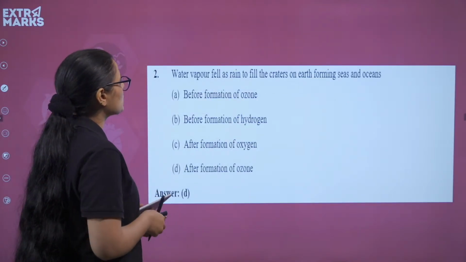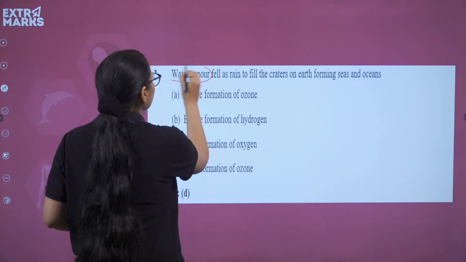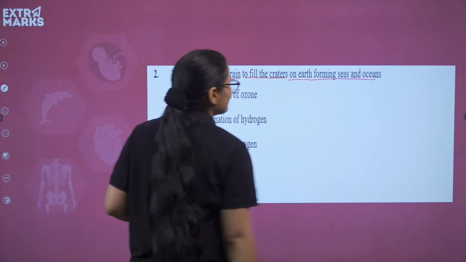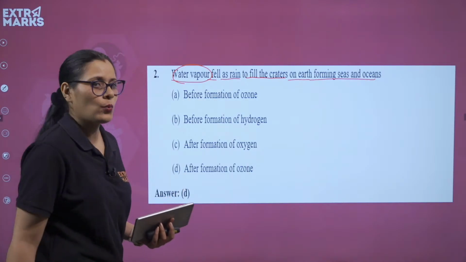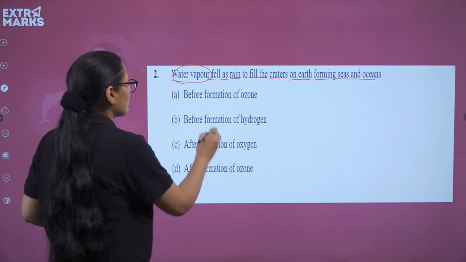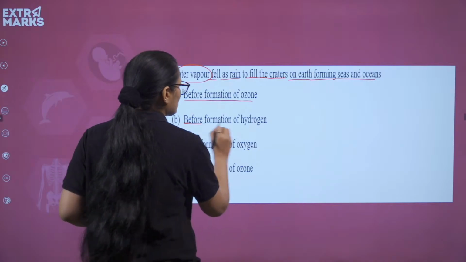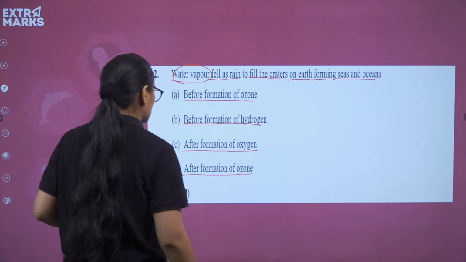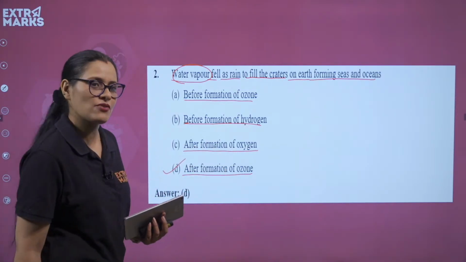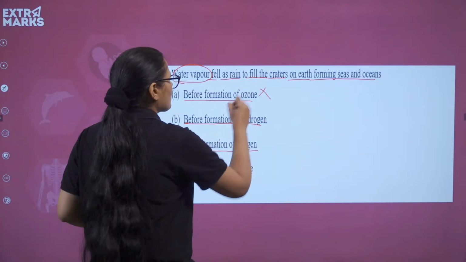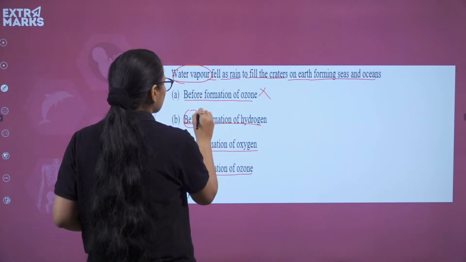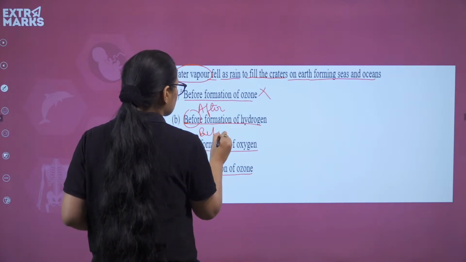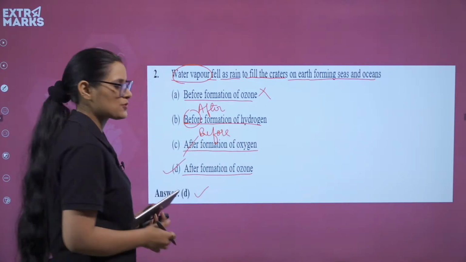Let's discuss the next question. Water vapor fell as rain to fill the craters on earth, forming seas and oceans. So when did this happen: before formation of ozone, before formation of hydrogen, after formation of oxygen, after formation of ozone? It happened after formation of ozone and not before formation of ozone. It happened after formation of hydrogen and before formation of oxygen. So the answer is option D.